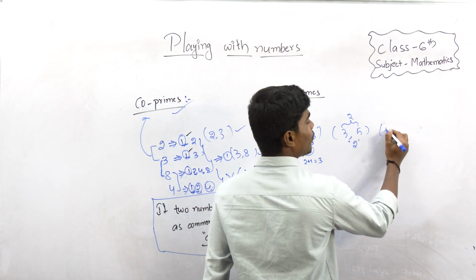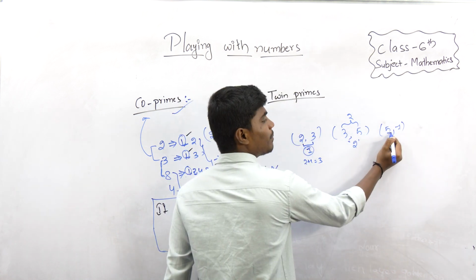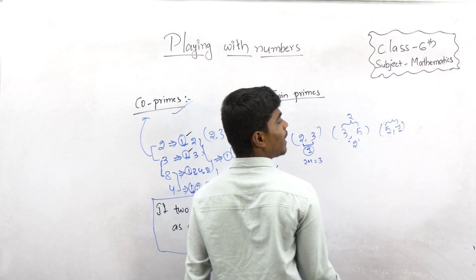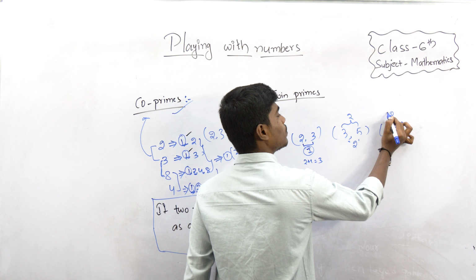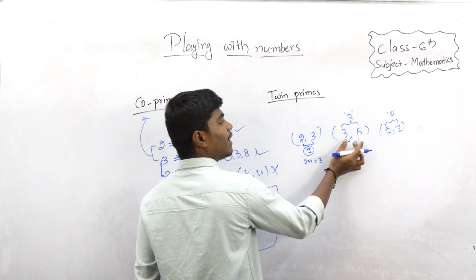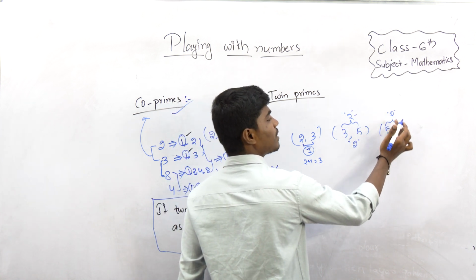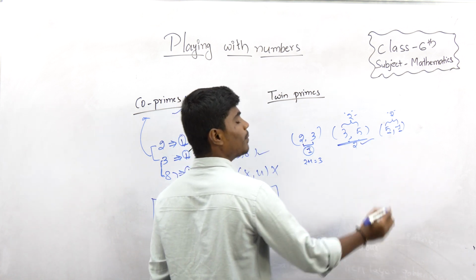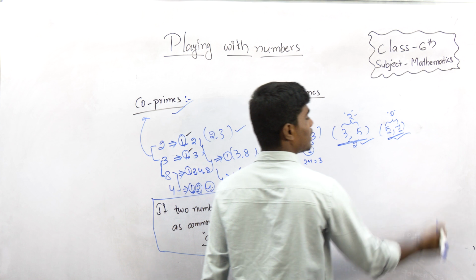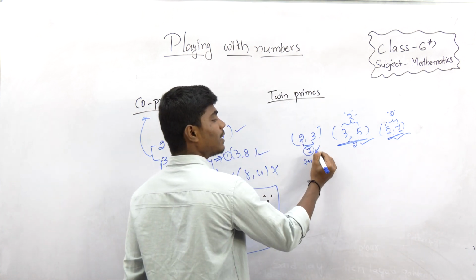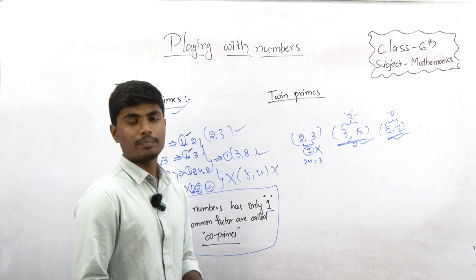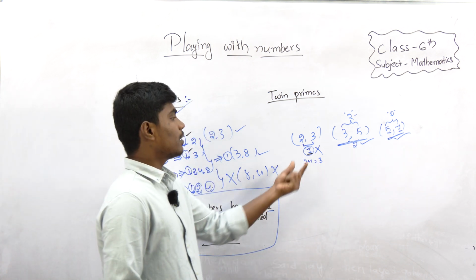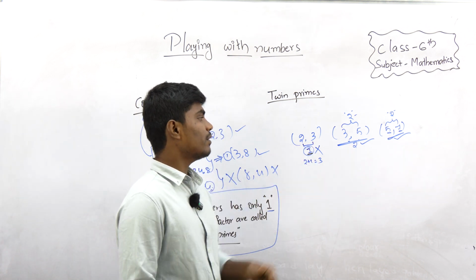If you take 5 and 7, 5 is a prime number and 7 is a prime number. The difference between the two prime numbers is 2. Here for 3 and 5 the difference is 2, and for 5 and 7 the difference is 2. So 3 and 5 is considered a twin prime pair, and 5 and 7 is considered a twin prime pair. Here 2 and 3 is not considered a twin prime pair because the difference between the prime numbers is only 1.